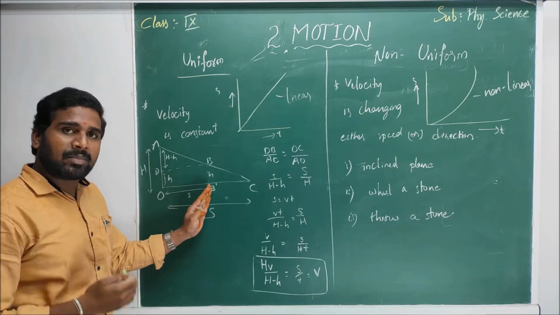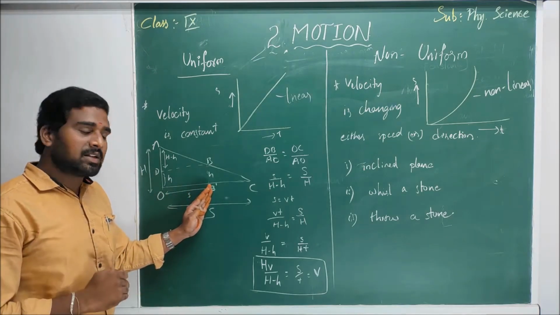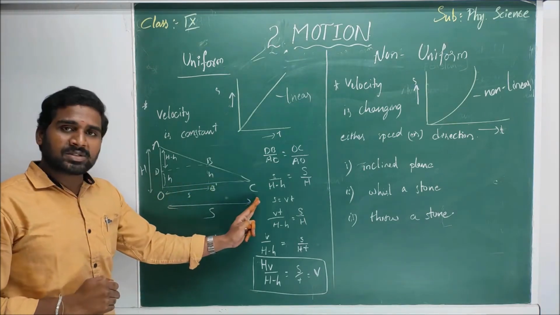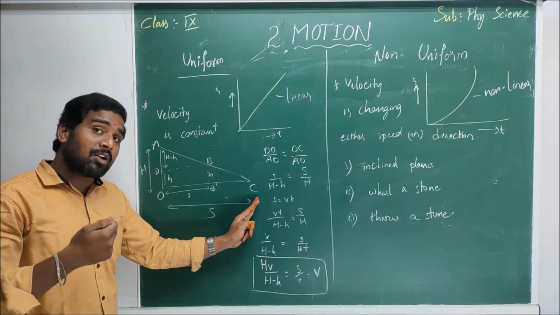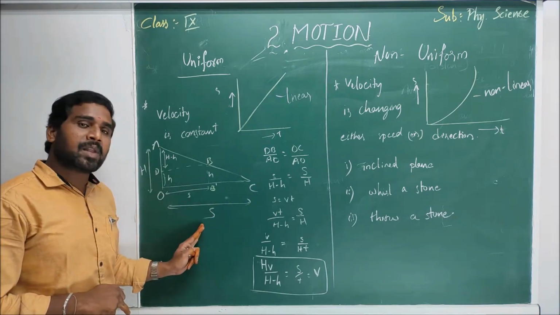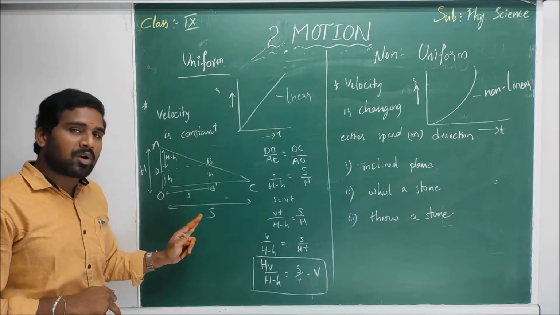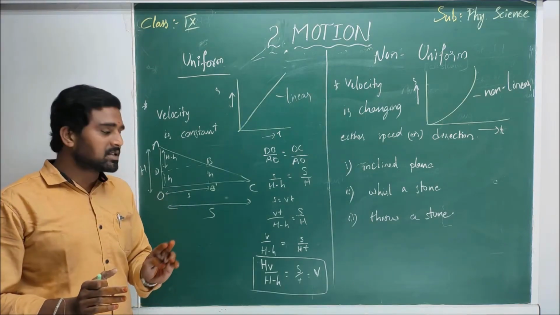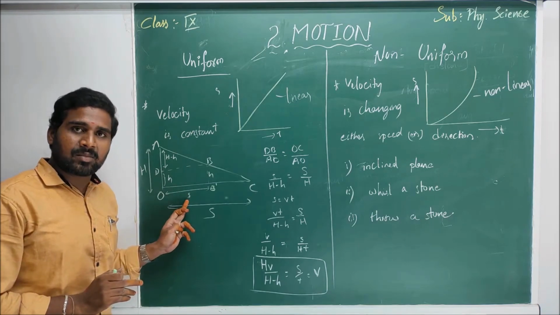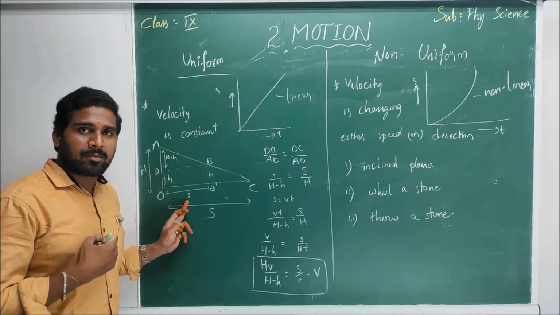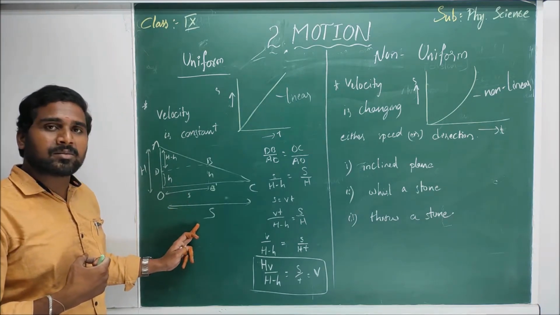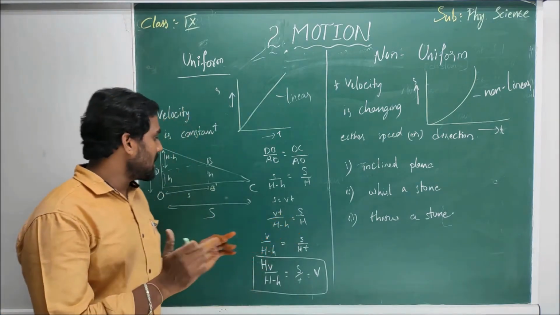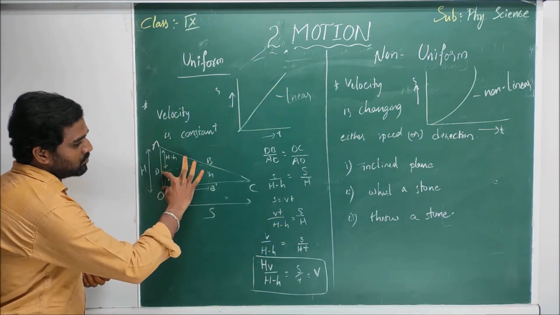And at the same time, his shadow covers the distance from O to C. What is the total distance covered by the shadow? Capital S. Why did I mention small s and capital S here? Because in our textbook also he mentioned small s and capital S. Small s is the distance covered by the man, and capital S is the distance covered by the shadow. Here the height of the man is small h.